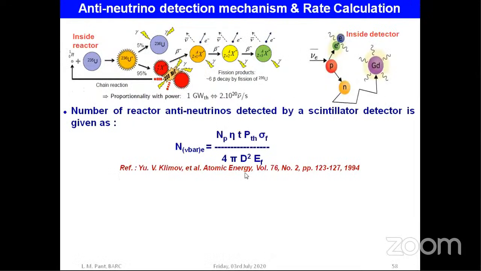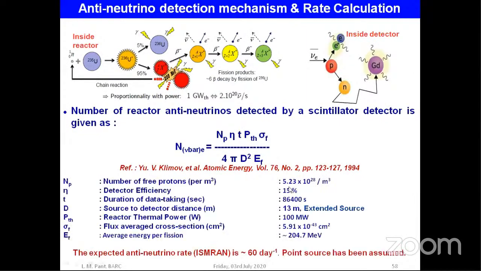If we know the fission happening in a reactor, how do we calculate the number of neutrinos? These are the numbers which we have fed: how many protons we have, the detection efficiency at 15%, and we are at a 13-meter distance from the reactor core. And we know the power at which the reactor operates, 100 megawatts. And we know the flux average cross section and the average energy per fission. So based on this simple calculation, the expected anti-neutrino rate is about 60 per day, where a point source has been assumed in the calculations.